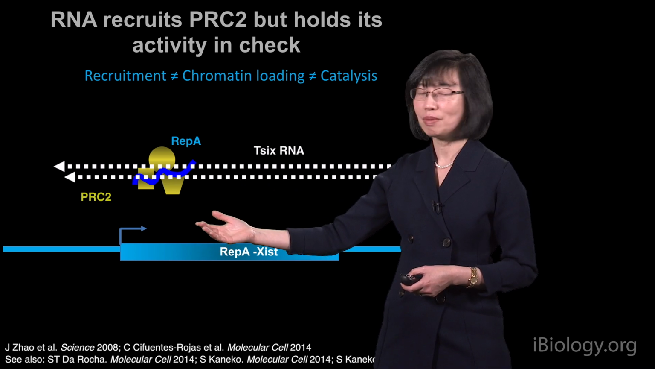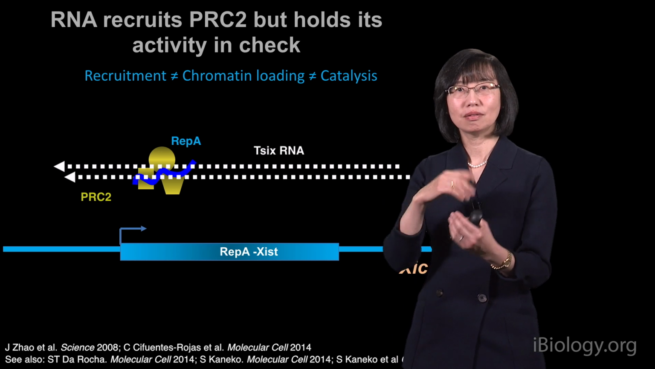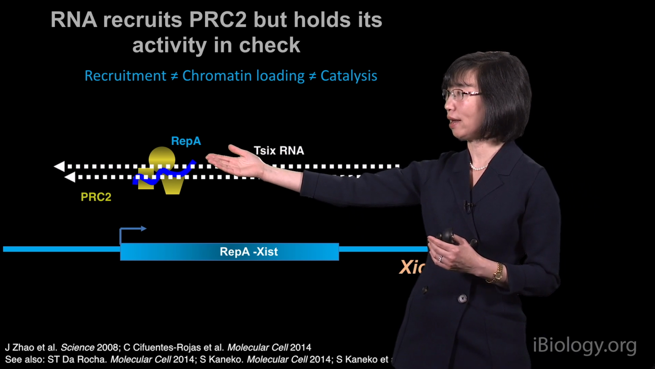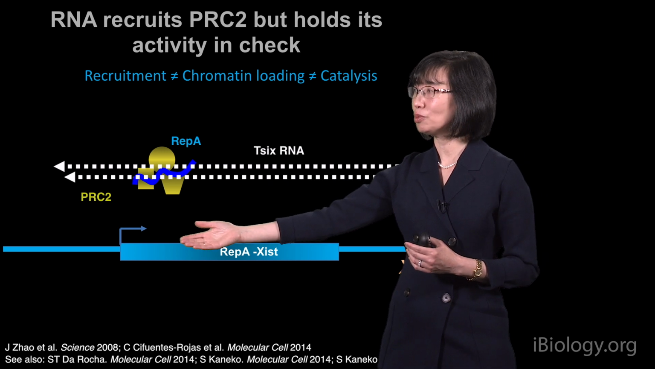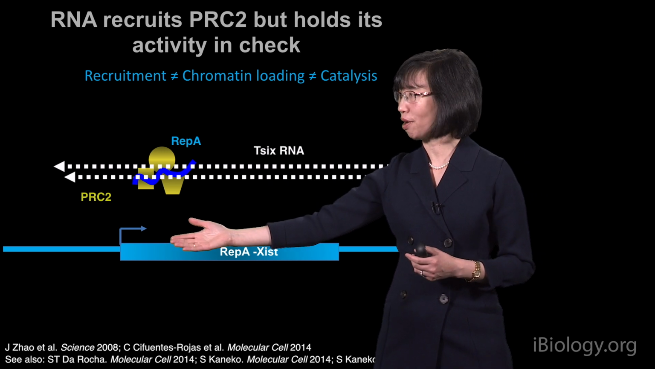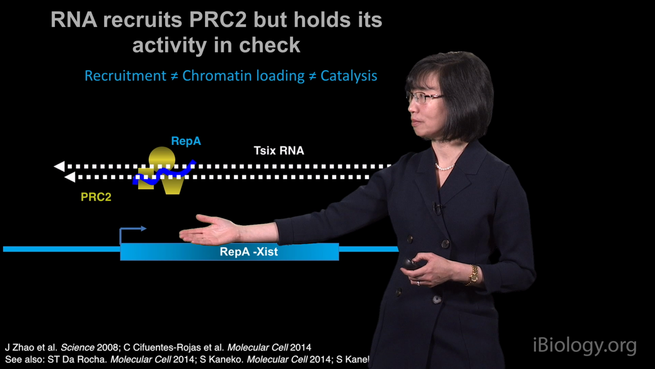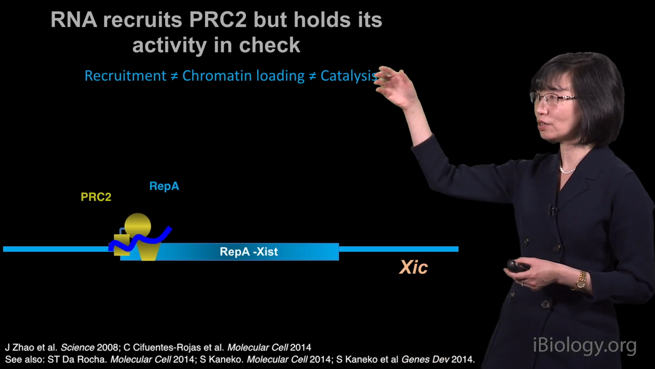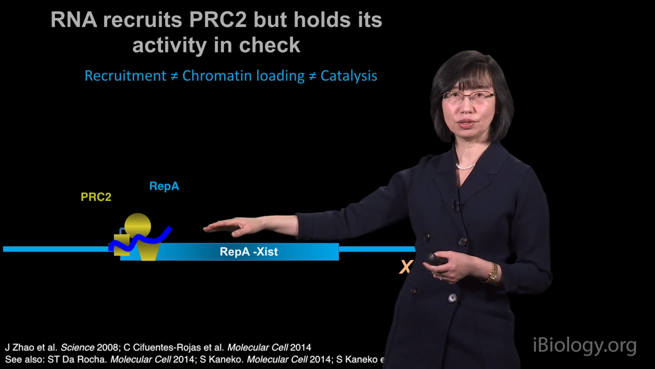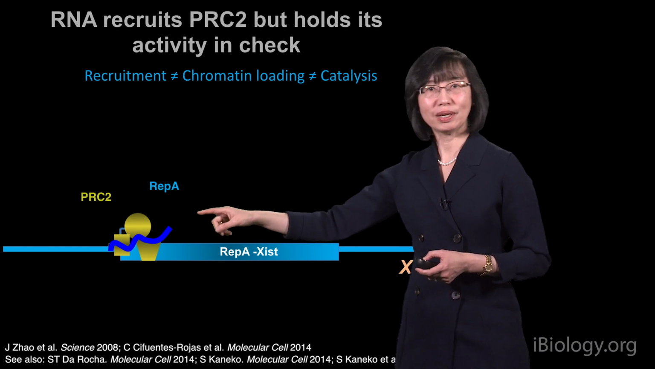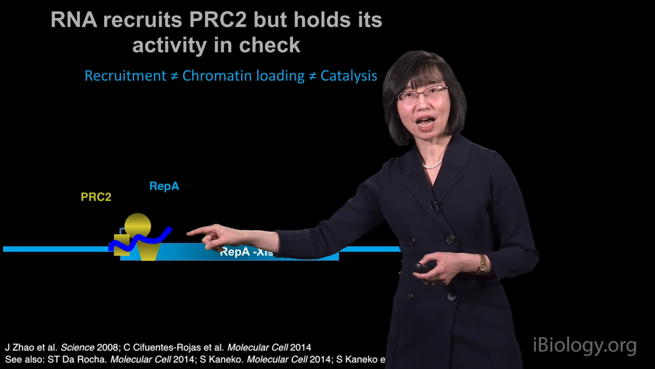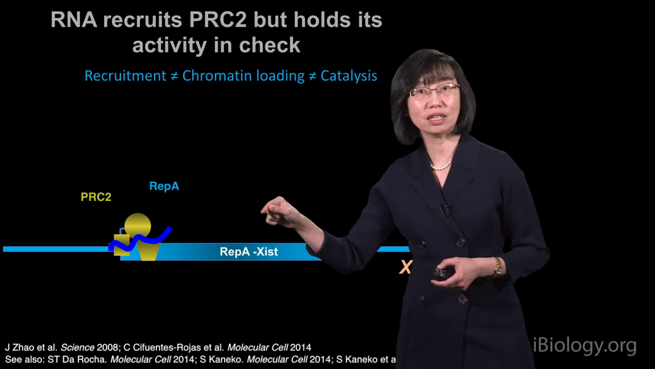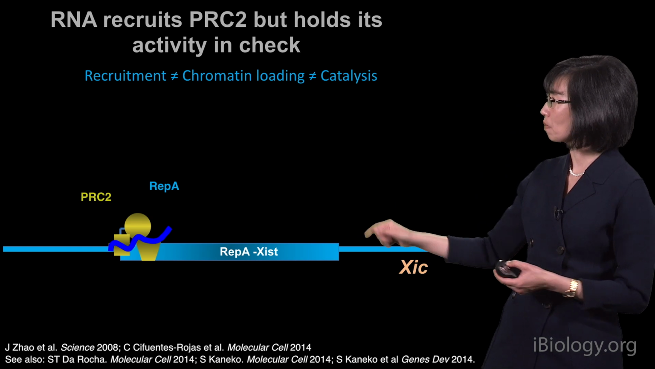So at this time, we can see a RIP, RNA immunoprecipitation, between PRC2 and repeat A RNA, but we do not see them chipping onto the 5' end of Xist. And it is only when the antisense RNA disappears do we see that complex load onto the X chromosome. But even so, that does not by itself unleash the methyltransferase activity of the catalytic subunit EZH2.